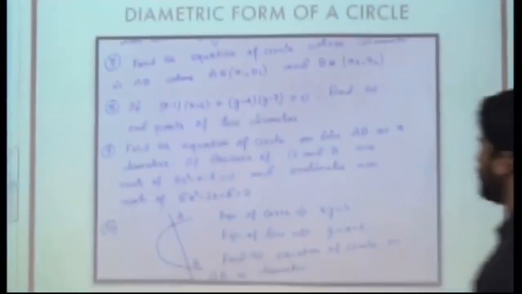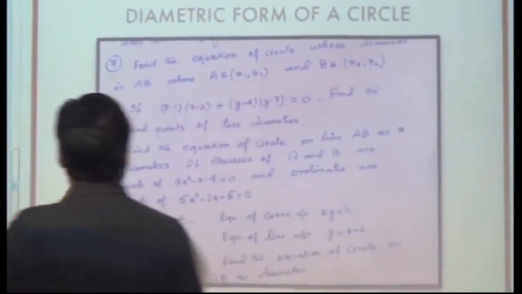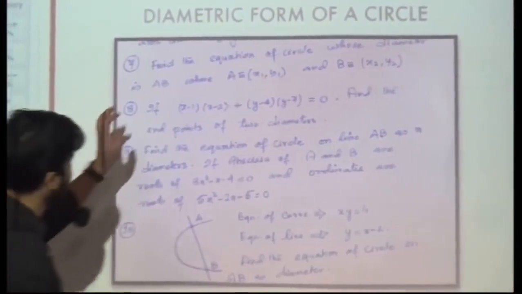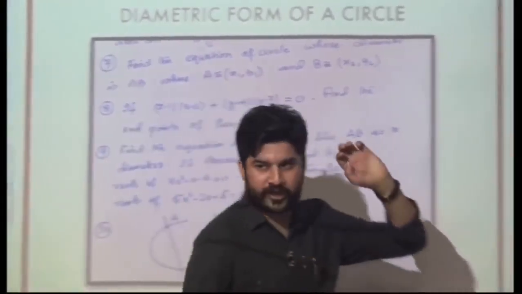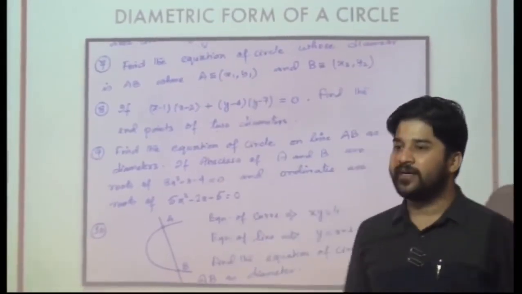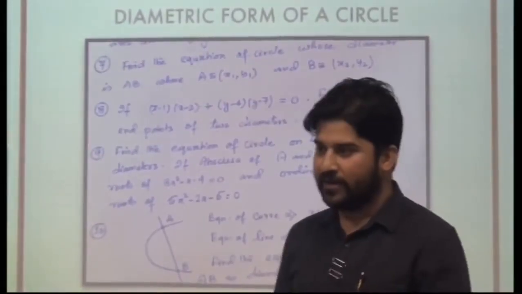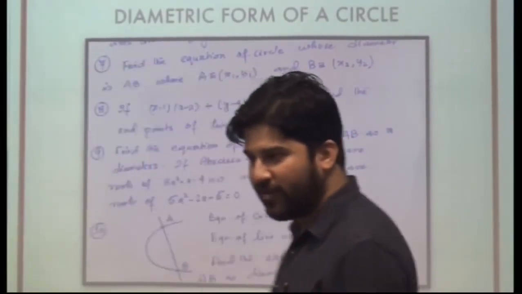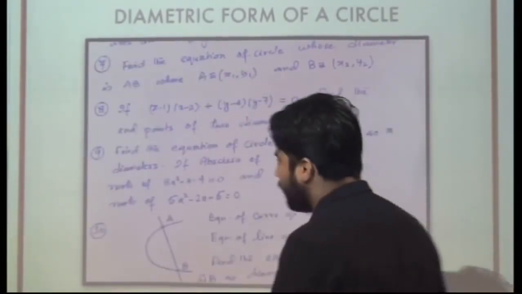Now, what's the heading written here? Diametric form of a circle, right? Now what exactly is diametric form? We'll explore through this question. They want you to find the equation of a circle whose diameter is AB, and the endpoints of AB are (x1, y1) and (x2, y2).